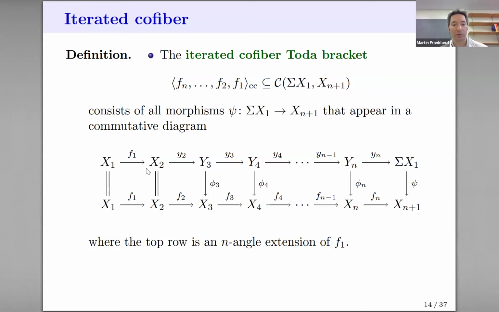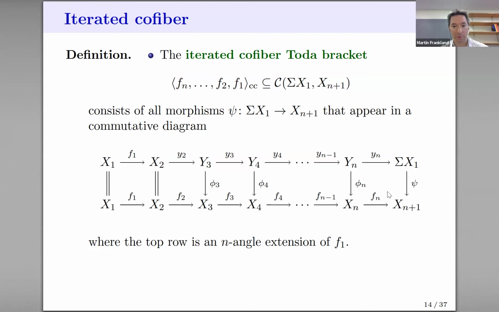If I focus my attention on F1, well, I pick some n-angle extension. It exists. And then I try to pick some cofiber extensions. I'm a topologist, so I think of them as cofibers. They're not. But just for psychological reasons, let's think of them as some kind of cofiber fill-ins. You can do that successively. And in the end, you get this psi, which is an element of that Toda bracket.